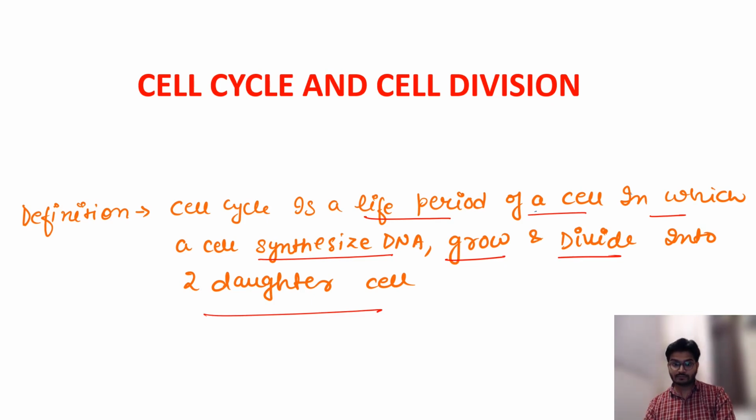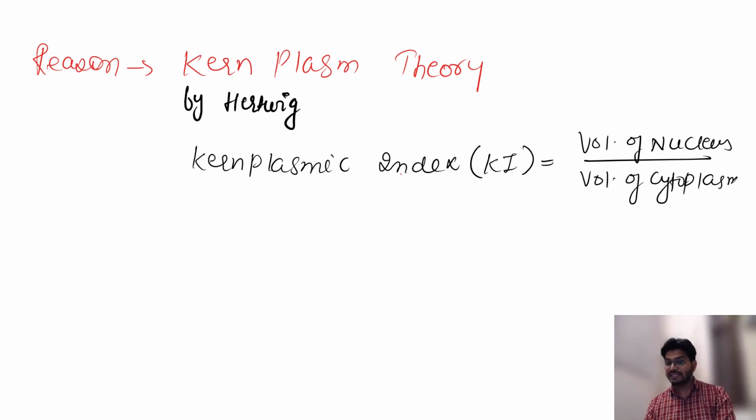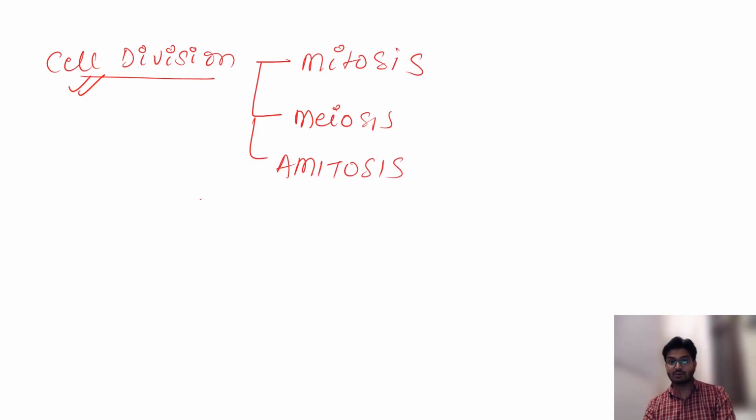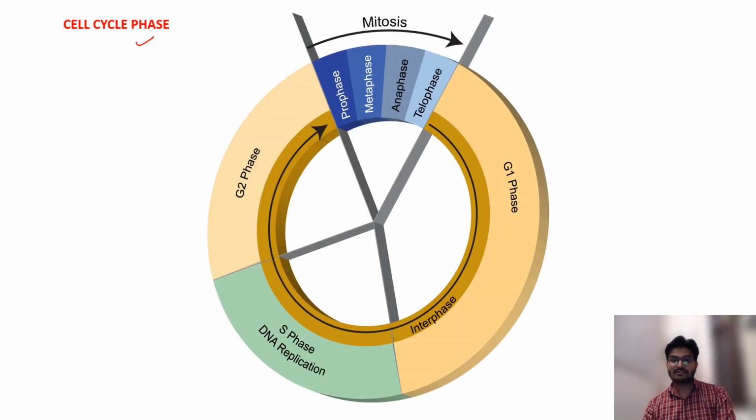And if I ask you why there is a need for a cell to go for division, the answer is given by Hertwig in his Kern-Plasm theory. According to the Kern-Plasmic index, if there is a change in the volume of the nucleus by the volume of the cytoplasm, then the cell goes for cell division. When we talk about cell division, we have three kinds: mitosis, meiosis, and amitosis.